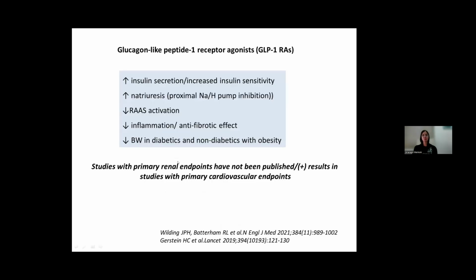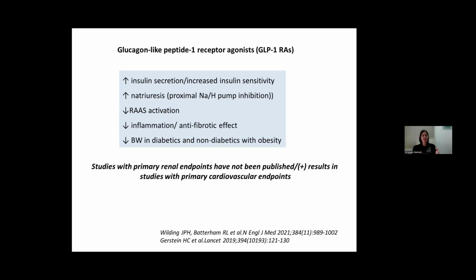But if we see the mechanism of action of those drugs, they have also many renoprotective and pleiotropic effects. They increase insulin secretion, they increase insulin sensitivity, they also lead to natriuresis, reduction in RAS activation, have also an anti-inflammatory and anti-fibrotic effect, and reduce weight. All these drugs finally have a central mechanism that leads to decrease in intraglomerular pressure. That is why they also have the slight increase in GFR, and they show renoprotection.